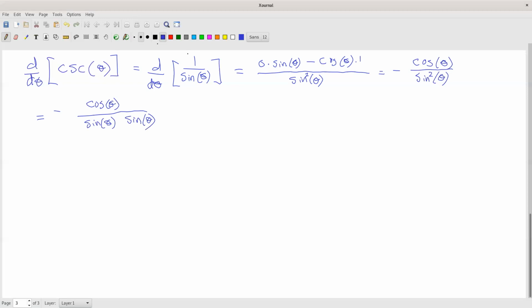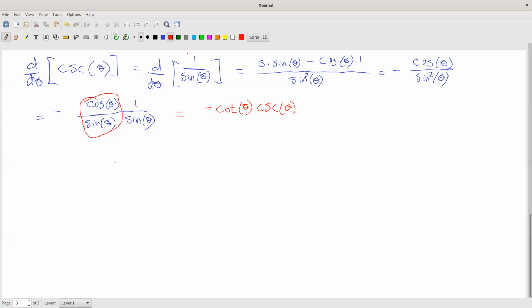times sine of theta. And then I'm just going to make a little observation here that if I take the cosine divided by the sine, that's cotangent. So I'm going to get negative cotangent of theta from that part. And if I take 1 over the sine, well, I know that's cosecant. So that would be another way to state this derivative. And usually the cosecant is written first for some reason, but it doesn't really matter. But it's the opposite of the cotangent cosecant.